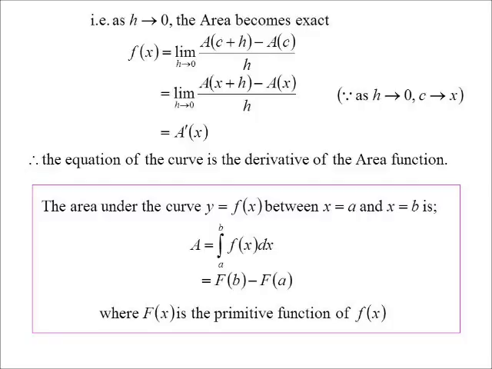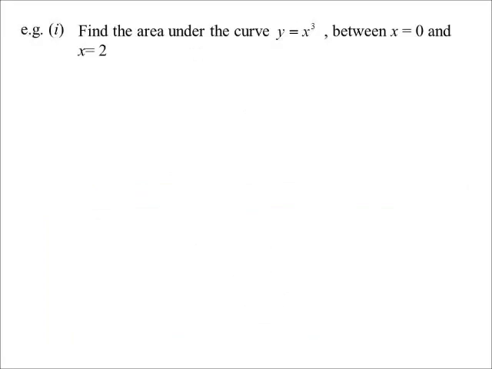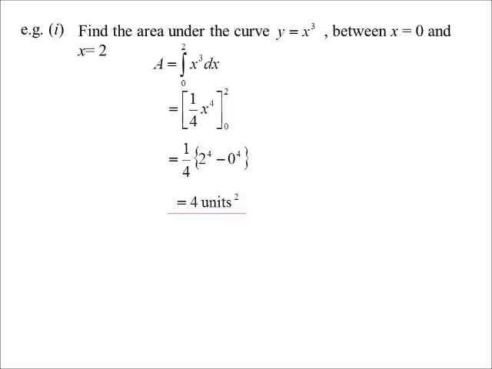So let's go back to our cubic. We were trying to find the area under the curve. How did we know it was exactly 4? x cubed between x equals 0 and x equals 2. Now I can say the area is equal to the integral from 0 to 2 of x cubed dx. Add 1 to the power over the power: a quarter x to the power 4, substitute in 2, substitute in 0. 4.